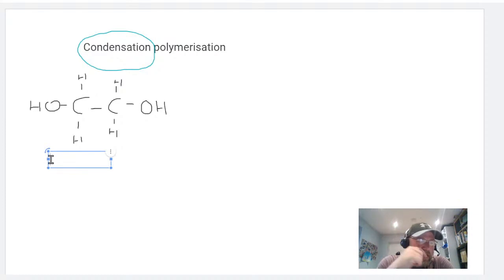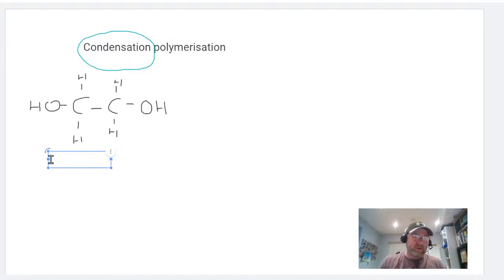Yeah, this is condensation. When an ester's formed, it is a condensation reaction. We take one water molecule out. But it's not polymerization, because with a normal carboxylic acid and alcohol, you only have a functional group at one end. When you have double functional groups, it's an alcohol, but this is a special alcohol.